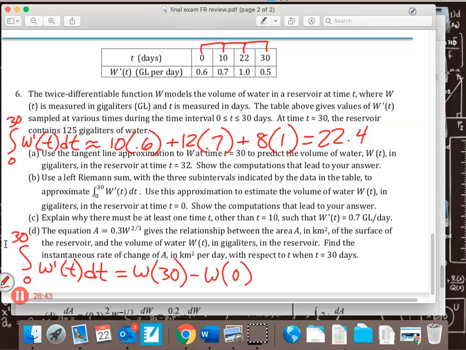So this definite integral you just said is 22.4. And then W of 30 you know is 125. W of 0 is what you're trying to find. And you just solve the equation. So W of 0 would be, move that, it's 125 minus 22.4. So 102.6? 102.6. All right, so that's your W of 0. So at time 0, there are approximately 102.6 gigaliters of water. All right.